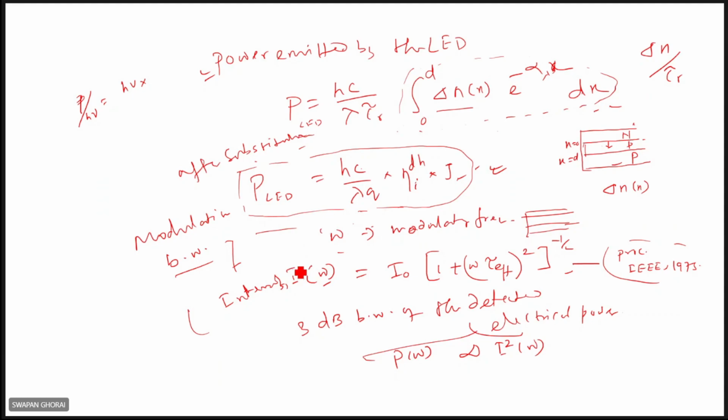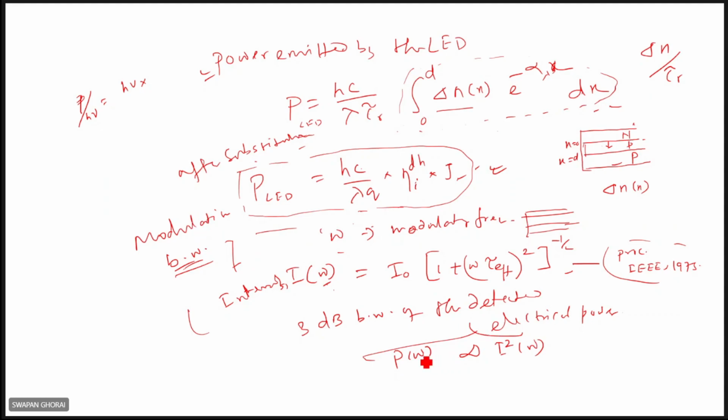Now, in this context, if you want to estimate the modulation bandwidth, you have to find the 3 dB bandwidth of the detected electrical power. This is the optical intensity. When this light falls on a photodetector, it will produce current, right? That means electrical power will be there. So the 3 dB bandwidth of that electrical power will give you the modulation bandwidth.